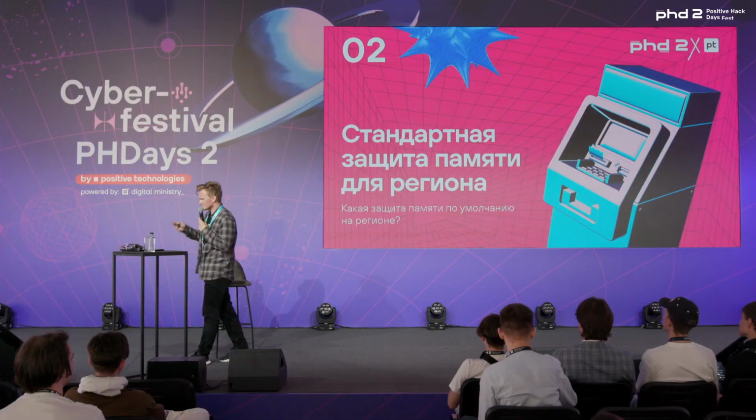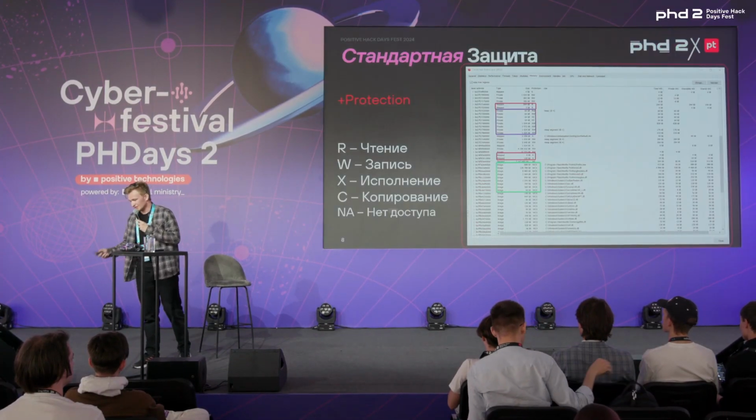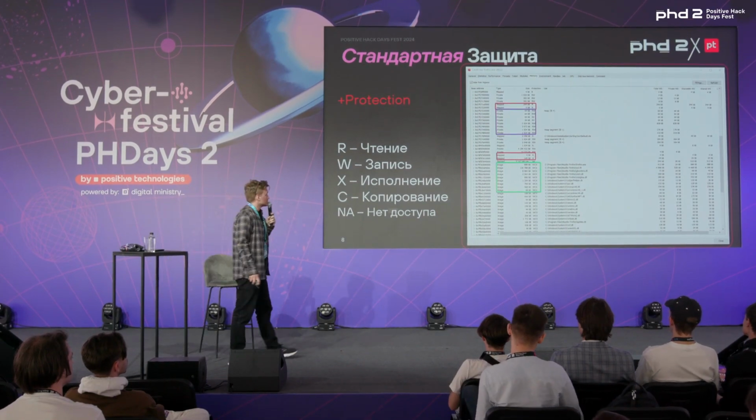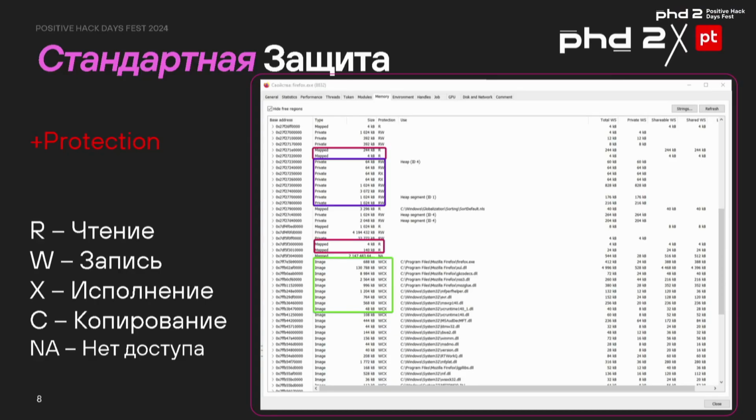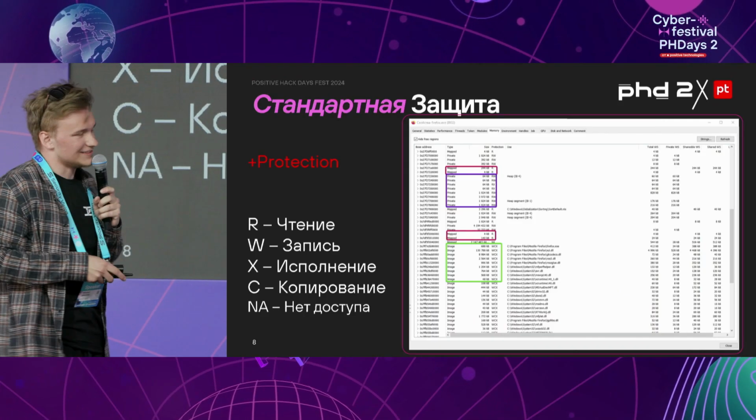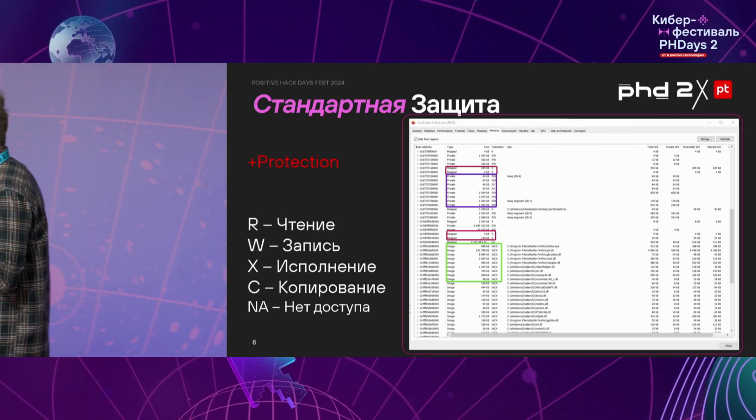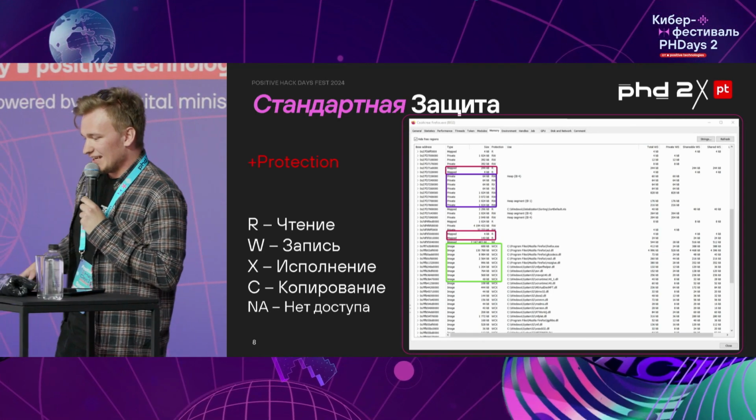Okay, how do we secure memory for the region? For every region, we have some specific privileges for reading, for writing, for executing, and so on. The mapped region usually has read-only, and the private has read-write. But even Firefox has a read-exec memory. This is an anomaly, but we'll cover it later.